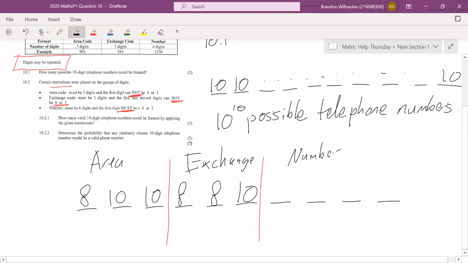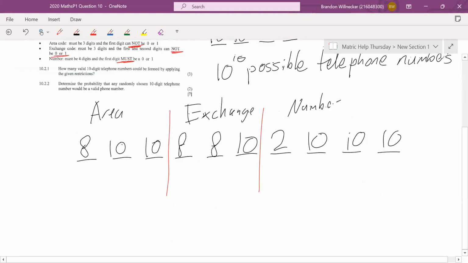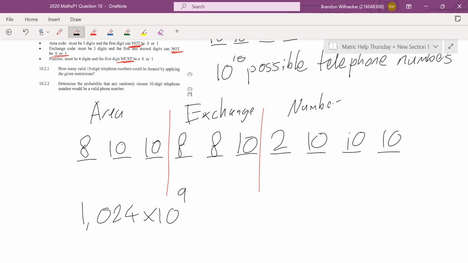What about the number? The number must be 4 digits, and the first digit must be 0 or 1. So that means we have 2 possibilities. The remaining digits are unaffected: 10, 10, 10. Okay, so we've got all the possibilities. Let's just multiply them out. So we end up with 1,024 times 10 to the 9. I've just written this in scientific notation. So we have 1,024 times 10 to the 9 possible telephone numbers.